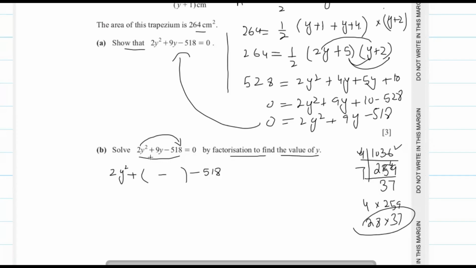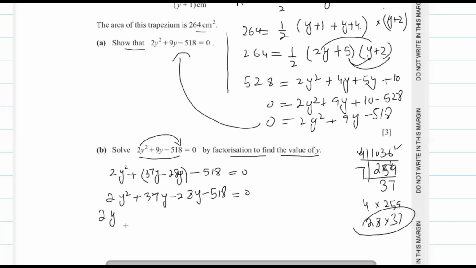When we subtract these two values, we get 9. Therefore, we write 37y minus 28y, and this will be equal to 20y squared plus 37y minus 28y minus 518, and this will be equal to 0, and we take the common here.